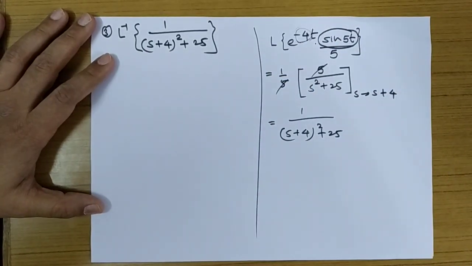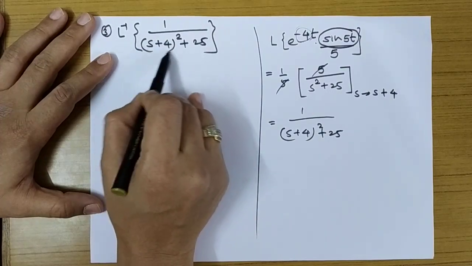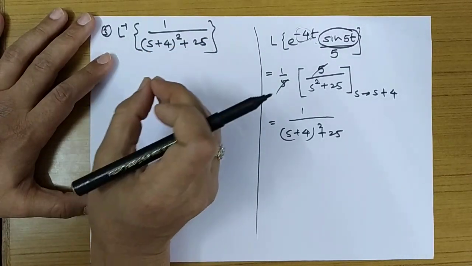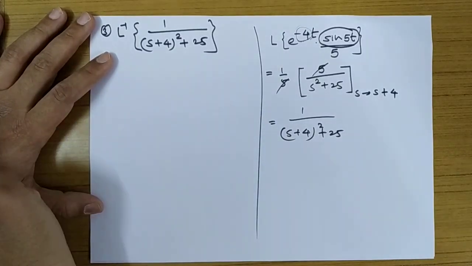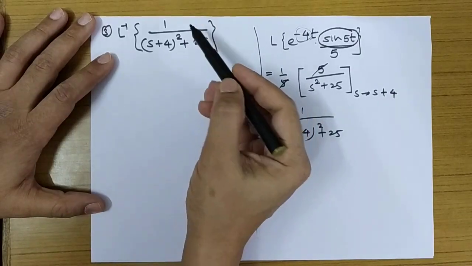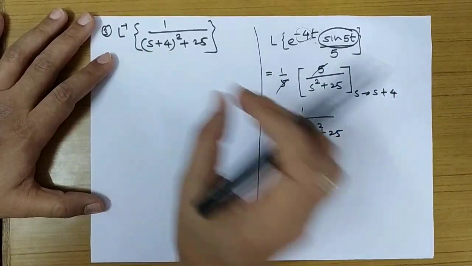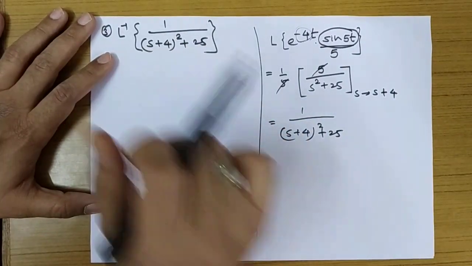So obviously this will be the answer. But how to think about this question? So here s plus 4 is combined, right? So think about it, s plus 4. So consider for one moment, consider s plus 4 is s. So it will be 1 upon s square plus 25. Just we are considering s plus 4 is equal to s.